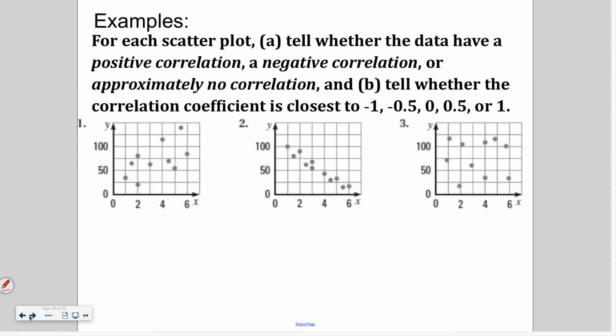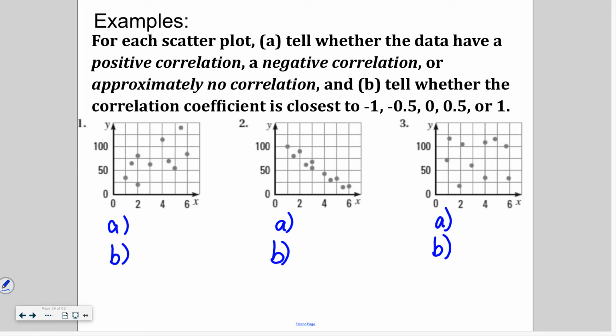So now I want you to pause the video a second and see if you can figure out. You're going to give it a positive or a negative. And then you're also going to tell if it is 1, 0, or a 0.5. Okay? Once you've tried it on your own, unpause the video and you can try it with me or make sure you got the same thing I did.